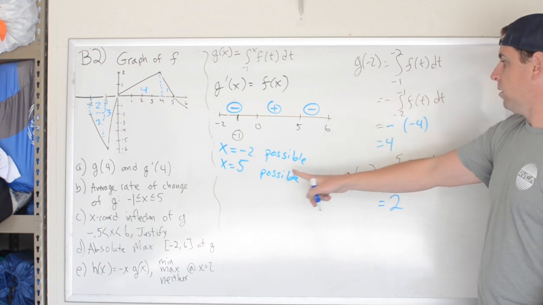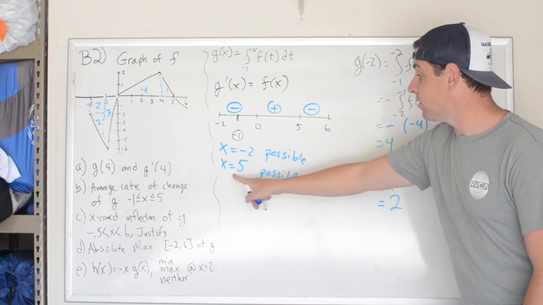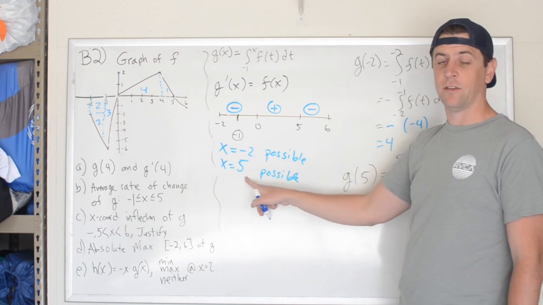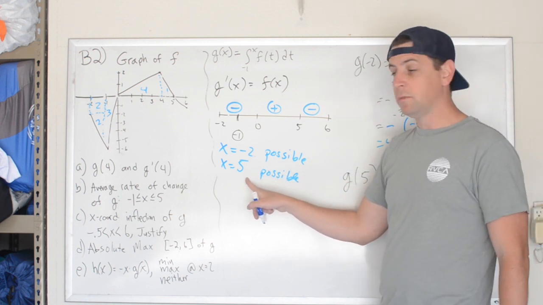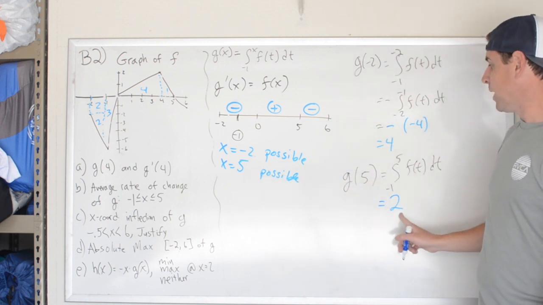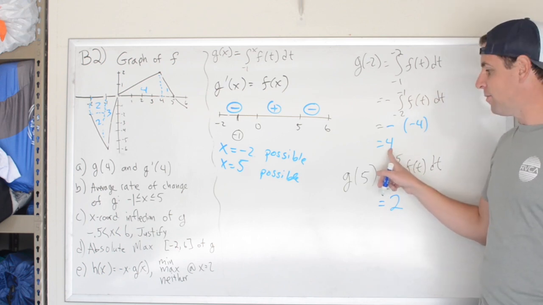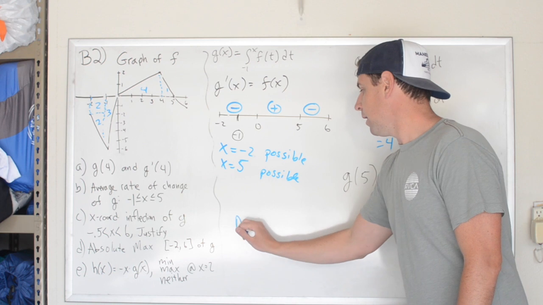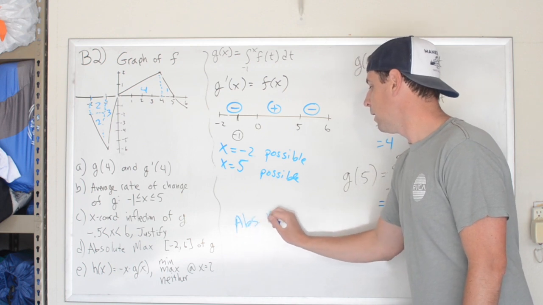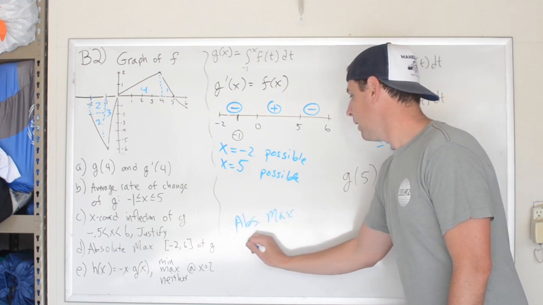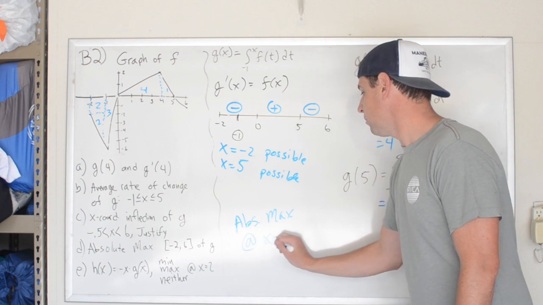So now we consider both x equals negative 2 and x equals positive 5 as our possible absolute maximums. We can tell which one is the absolute max by whichever one is larger. So we have an absolute maximum at x equals negative 2.